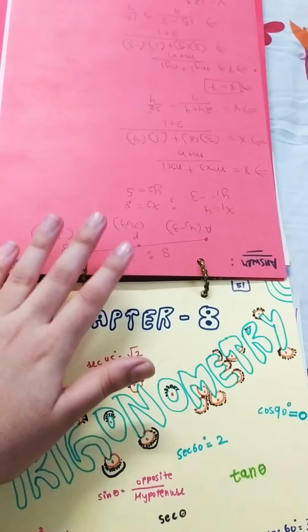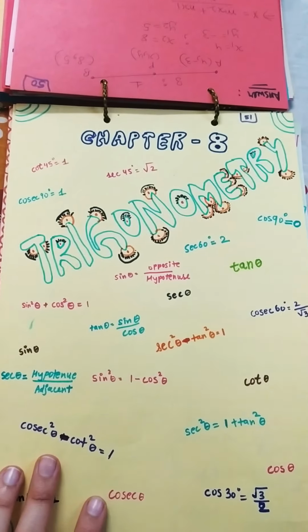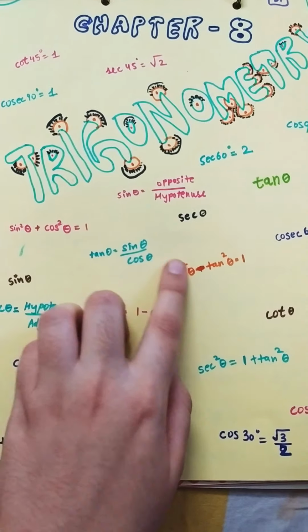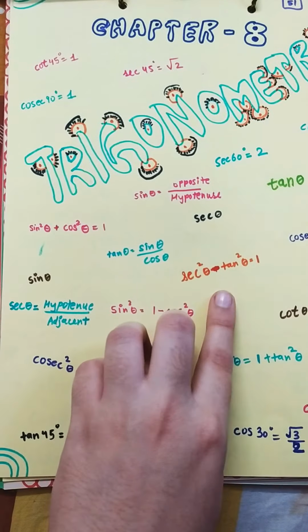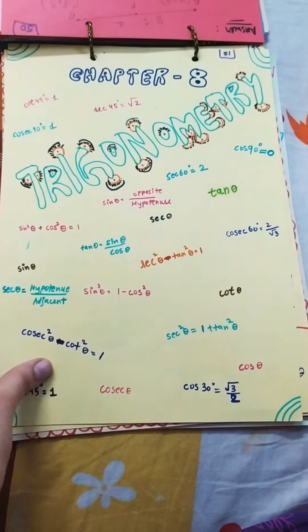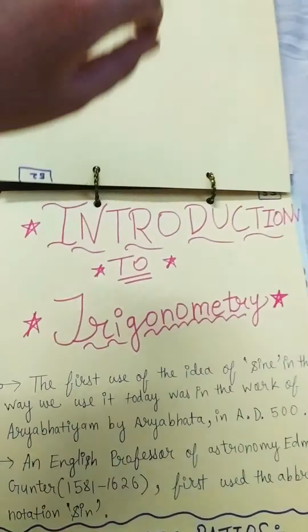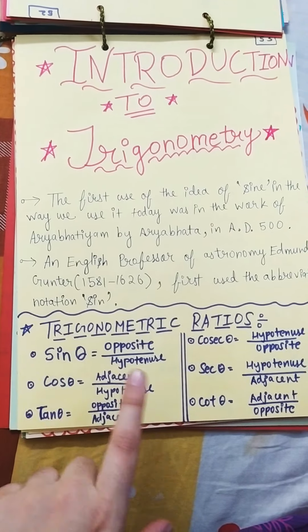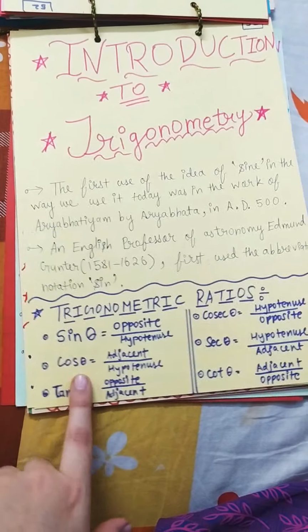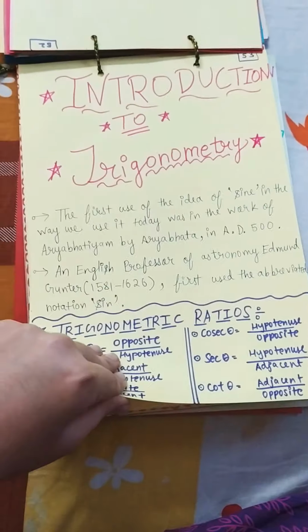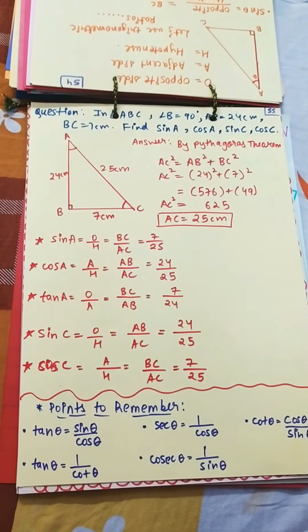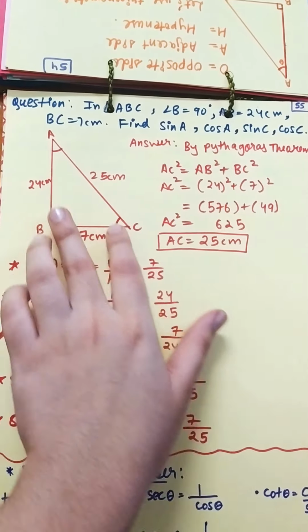Likewise, I said it's a problem sum, and it's now trigonometry. Some identities I have jotted down, as you can see the cover page. Introduction to trigonometry, trigonometric ratios, sine theta, opposite upon hypotenuse, and so on. Then it's a problem sum in triangle ABC.